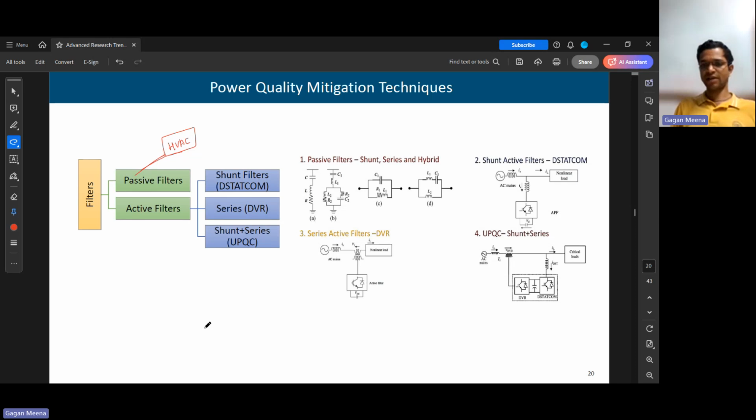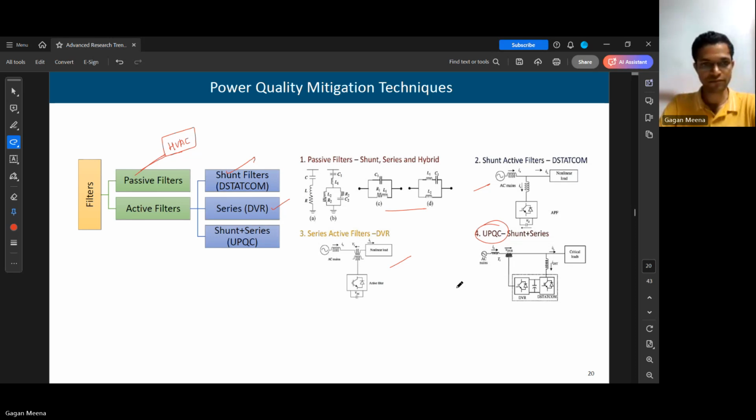That's why active filters are used. Although they are costly, with the advance in technology of power electronic devices, these active filters came into being. And we have shunt filters, series filters, and a combination of shunt and series. In passive also we can have shunt, series and hybrid of them. So here shunt is D-STATCOM, series is DVR, and the combination of shunt and series is UPQC, Unified Power Quality Conditioner.